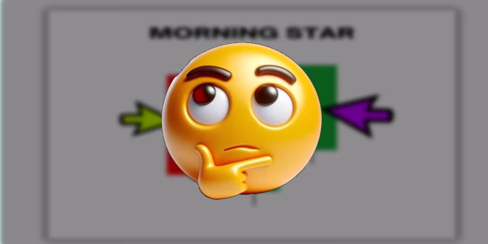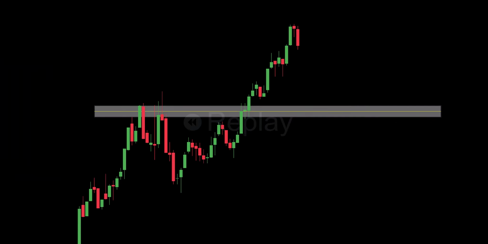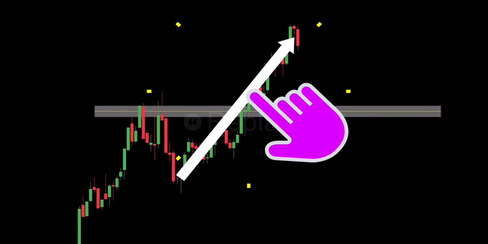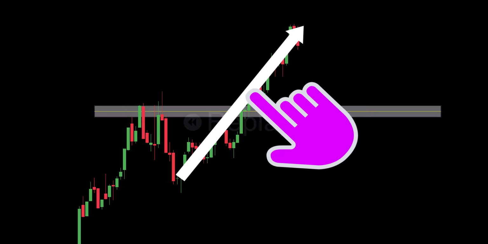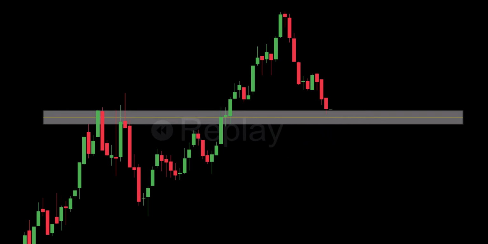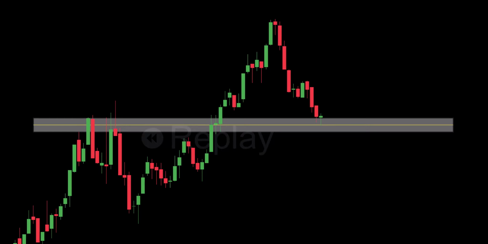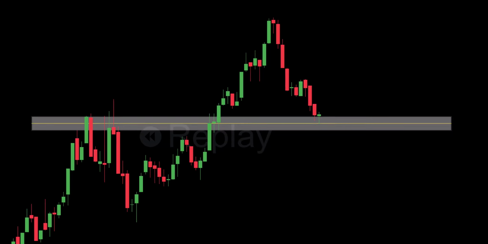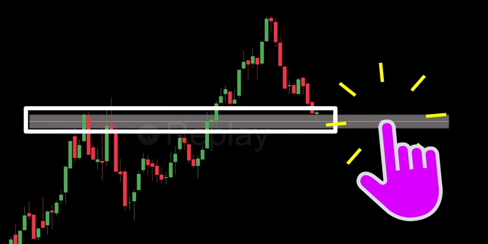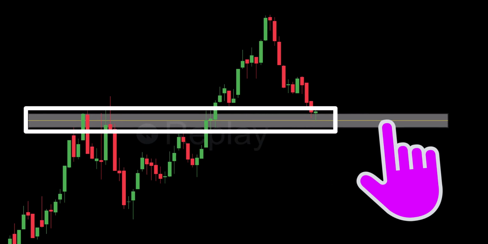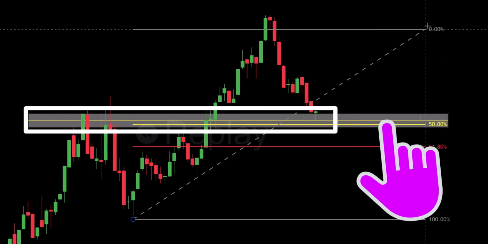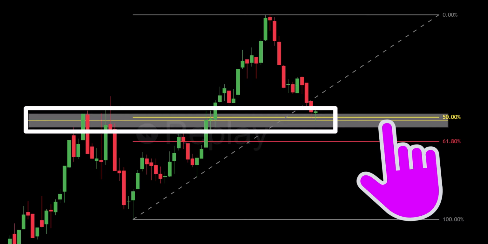So how would you trade the morning star in practice? Imagine a market that's trending up, forming higher highs and higher lows. Eventually, price pulls back, but this could just be a temporary retracement. We watch closely as price dips into a previous resistance level that's now acting as support. We add confluence with Fibonacci tools as the retracement aligns perfectly with a key level.